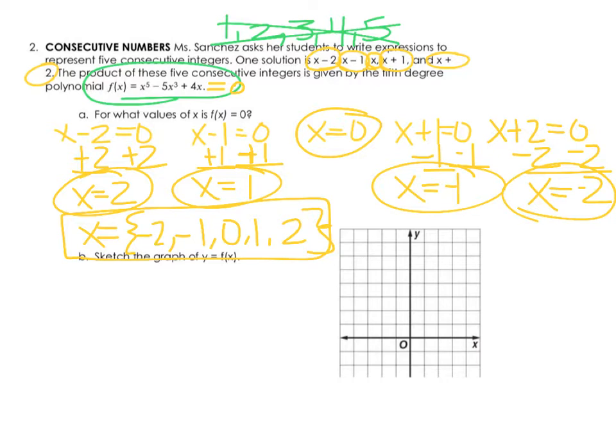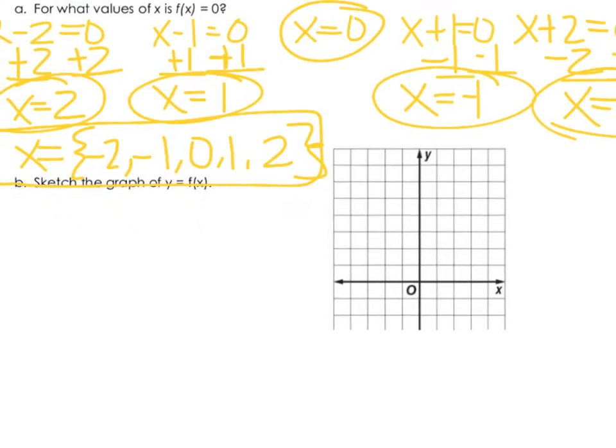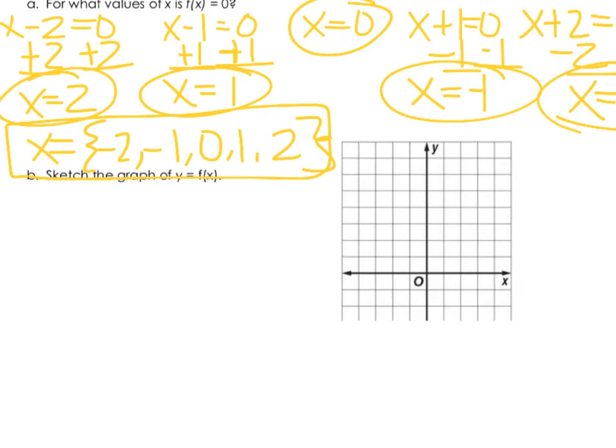of these x values, because all of these solutions are zeros, or they're points where our graph crosses the x-axis. So we know it's going to cross at -2, -1, 0, 1, and 2. So these are all values that it's going to cross.